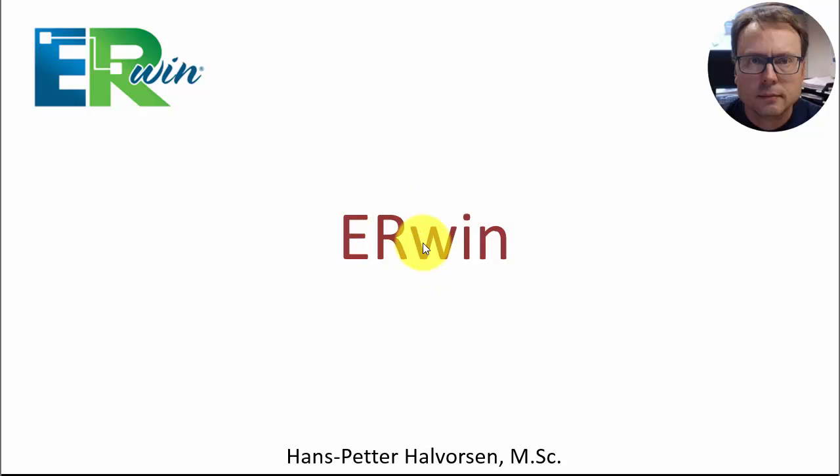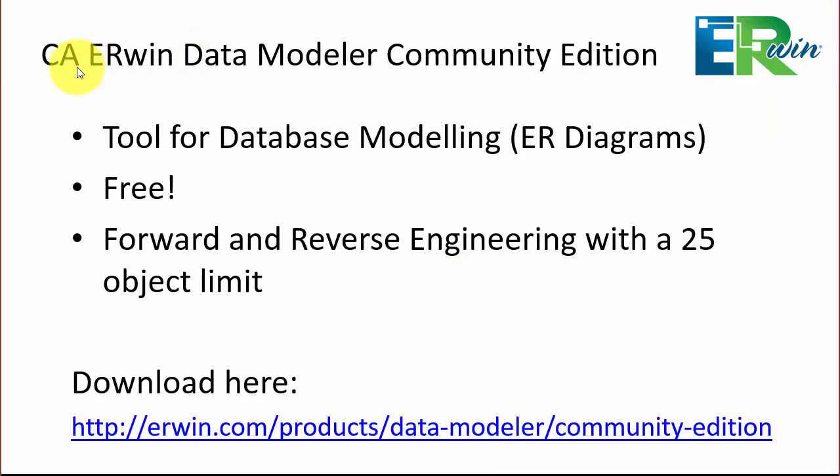We will give a short introduction to Erwin, which is a tool for modeling your database. Erwin is a tool for database modeling where you create so-called ER diagrams, entity relationship diagrams. You have a specific version called CA Erwin Data Modeler Community Edition, which is free to use. It has some limitations, meaning you can create only 10 to 25 objects or tables. This edition can be downloaded from this website.